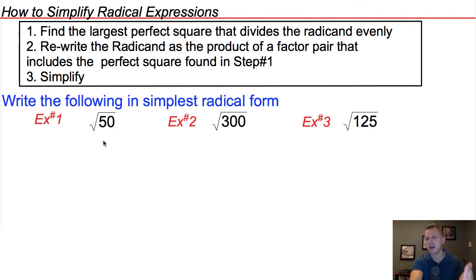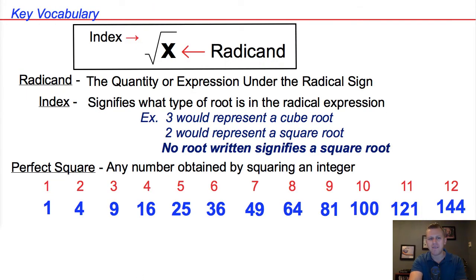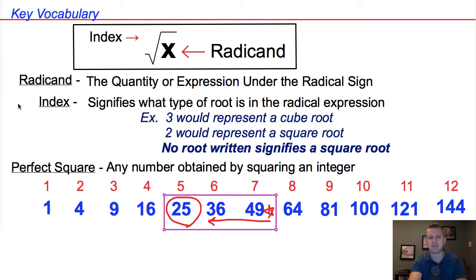Here I want to simplify the square root of 50. The first idea is to find the largest perfect square that divides 50. Well, maybe we'll go back to our list. That may help you. 50 appears probably around here. It's a little bit larger than 49. So I want to find the largest perfect square that divides it evenly, so I'll just be looking this way. Well, is 50 divisible by 49? No. Is it divisible by 36? No. Is 50 divisible by 25? Yes. So I have found, in this case, the largest perfect square that divides 50.